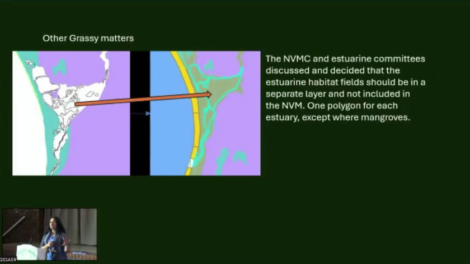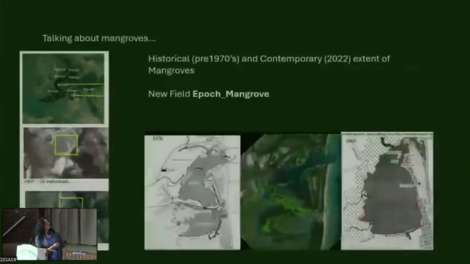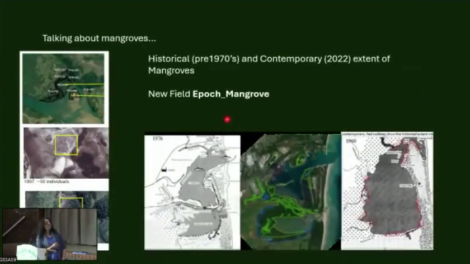So what we rather say is go to their database if you want that data, because you don't want to cause confusion. So that's no longer in the map. You'll just see the big estuarine area, no habitats in it. And here's the mangrove information.